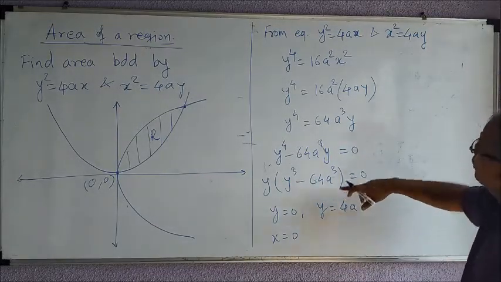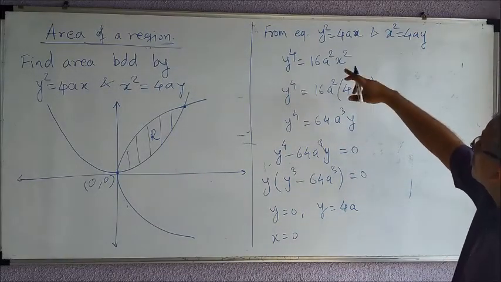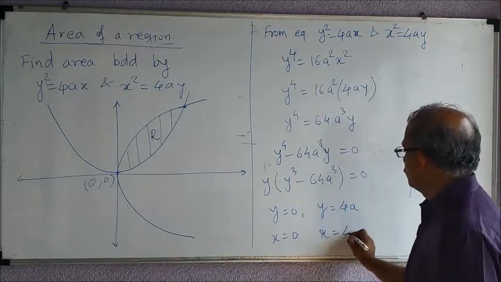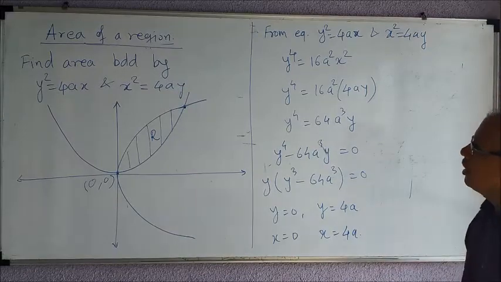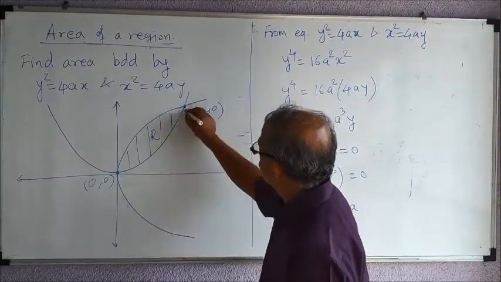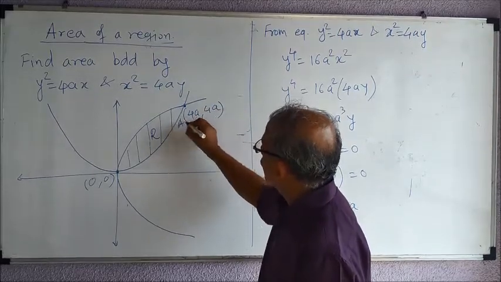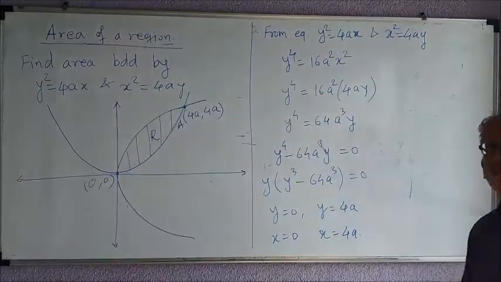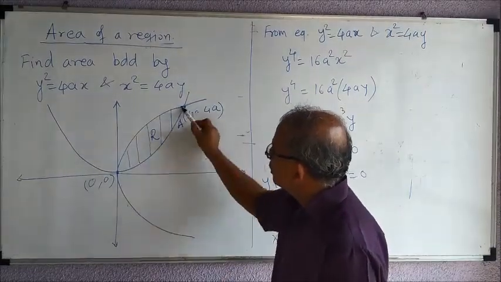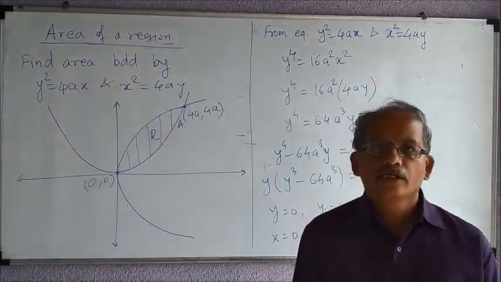And if I put it here, it will be 4a. Okay, so this point is (4a, 4a). I call this as E. Got it? Okay, so now we are finding the area in this region.